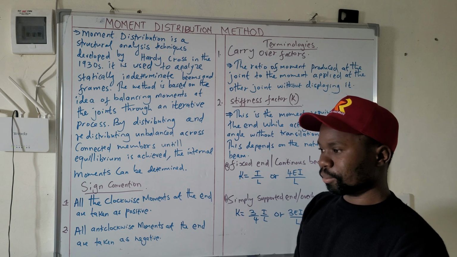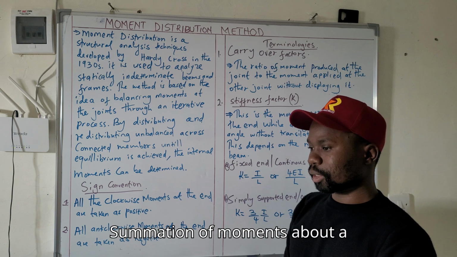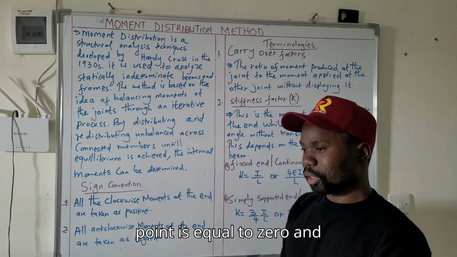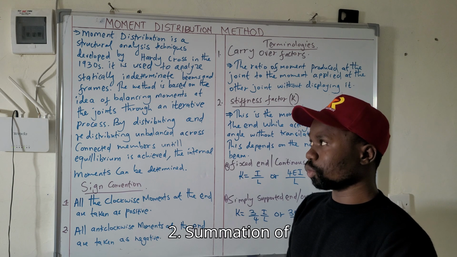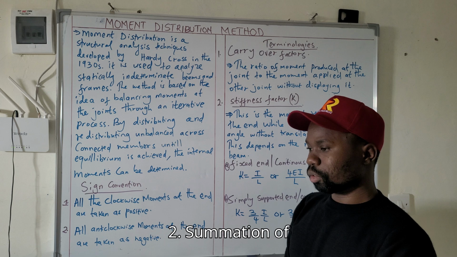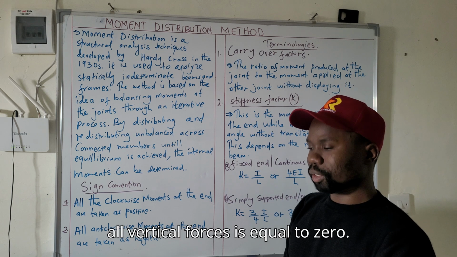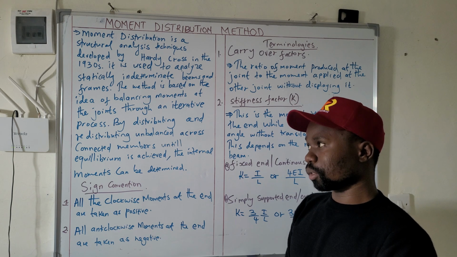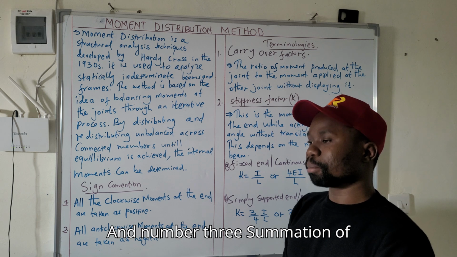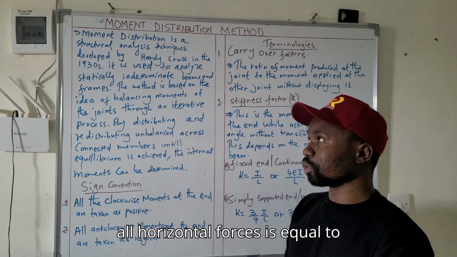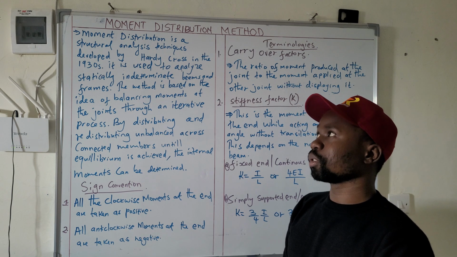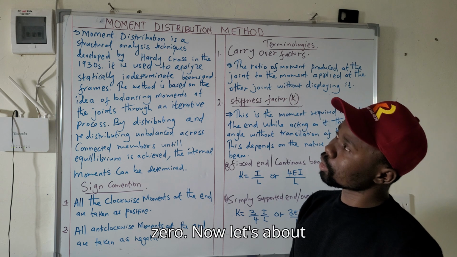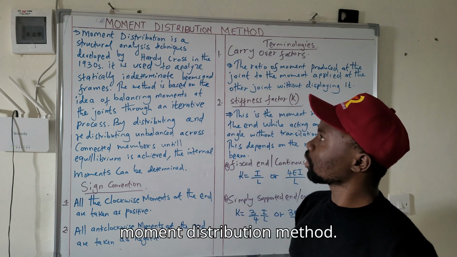Number one, summation of moments about a point is equal to 0. Number two, summation of all vertical forces is equal to 0. And number three, summation of all horizontal forces is equal to 0. Now, let's look at the moment distribution method.